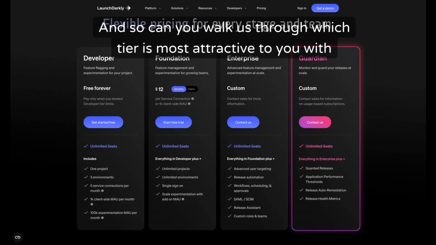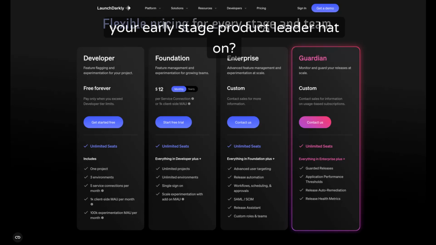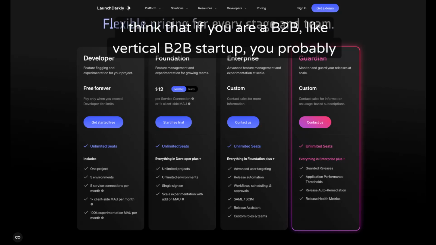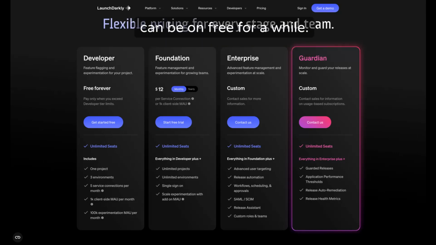And so kind of walk us through which tier is most attractive to you with your early stage product leader hat on. Yeah, I think the same as Ben, stay on free as long as possible. I think that if you are a B2B, like vertical B2B startup, you probably can be on free for a while.